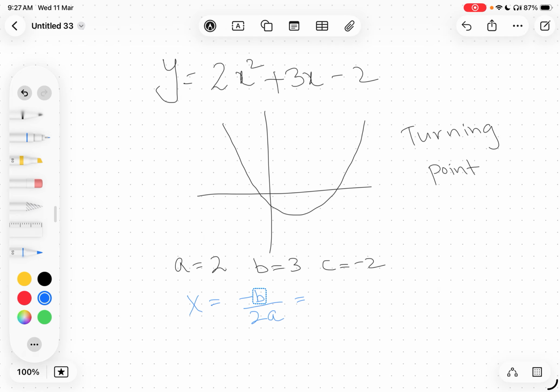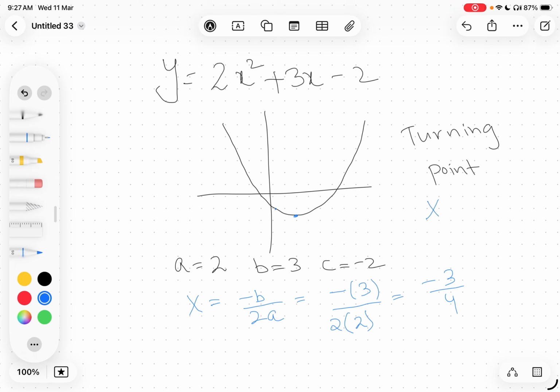What does it mean? You are going to substitute values here, that's negative, and in place of b, we'll substitute the value, that's 3, over 2 into a, where the value is 2. So it's going to be minus 3 over 4. This minus 3 over 4 represents the x coordinate of the turning point. That might be somewhere over here or somewhere here or wherever. That's the closest possible place. That's negative 3 by 4.